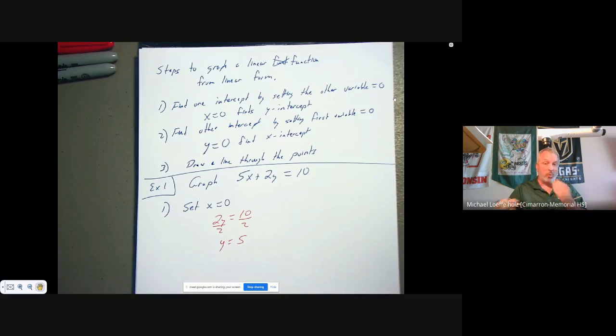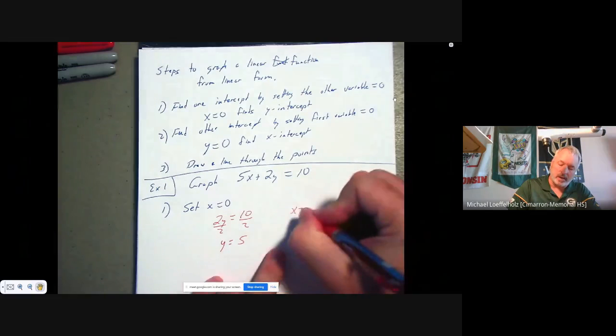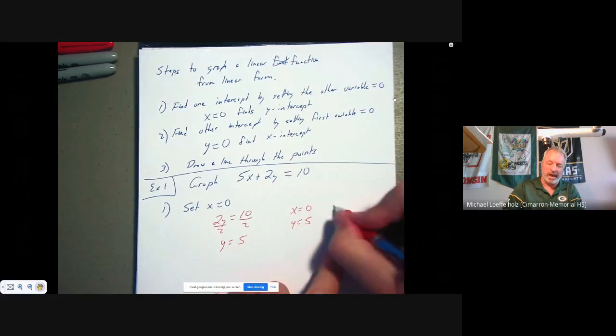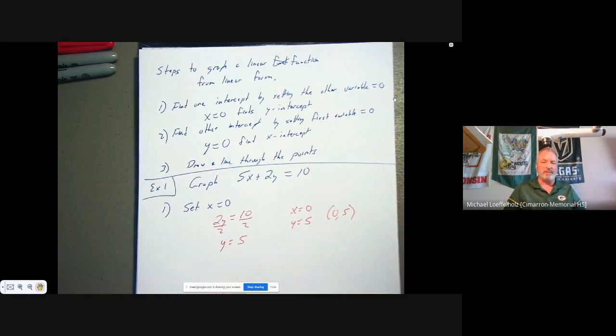Okay, so my point on my graph is x equals 0, y equals 5. That is a point on my graph. Hopefully we know that means (0, 5). That's one of my intercepts.